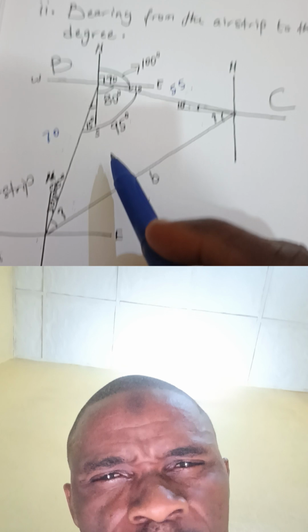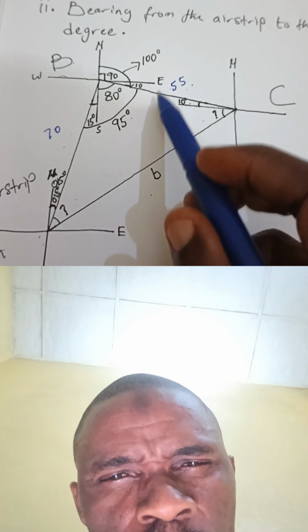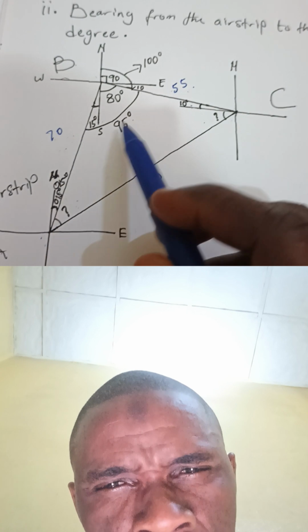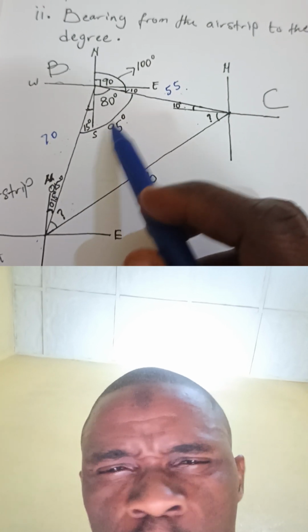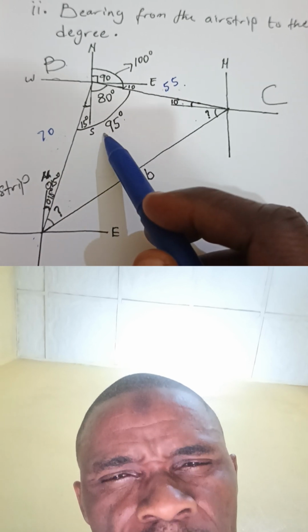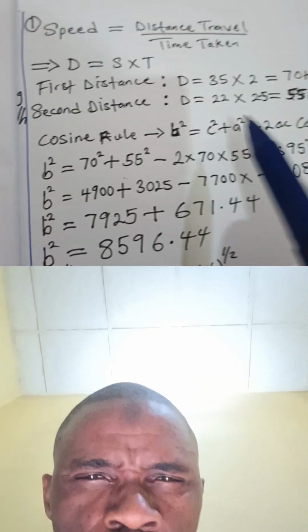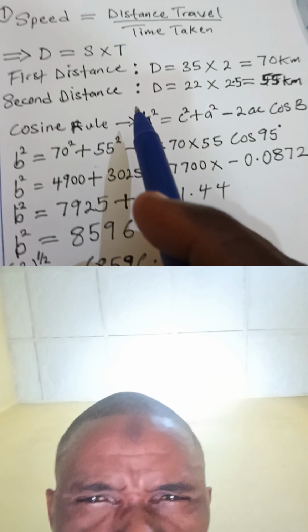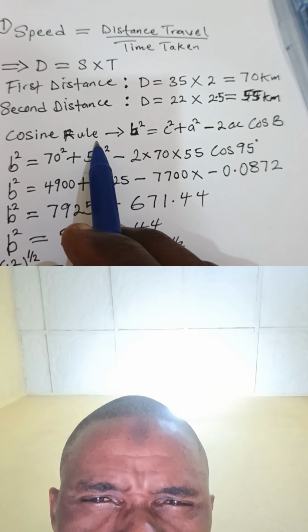Anytime you have just two sides and one angle, apply the cosine rule. There is the sine rule too, but in this case, when you have two sides and one angle, you apply the cosine rule. Now, the cosine rule is what we are going to apply here.